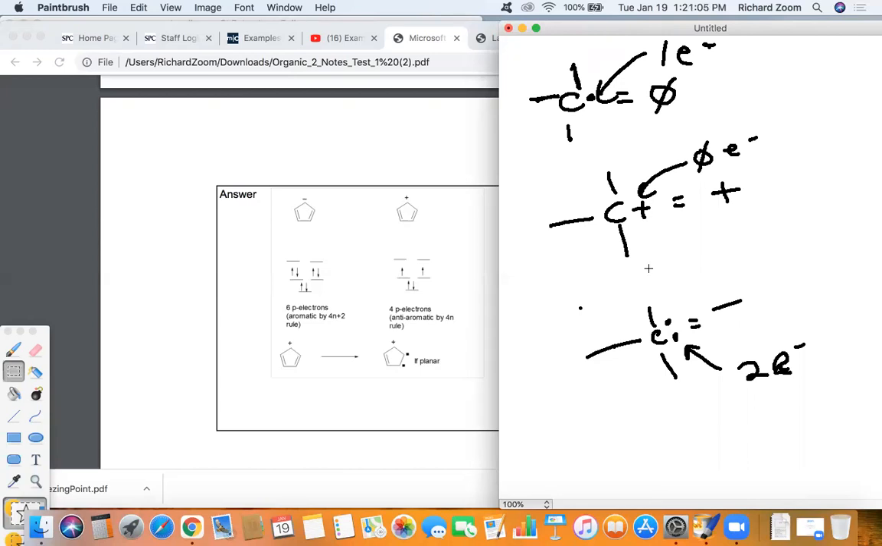I guess I don't really understand why that C just has 4 lines and a dot there? I don't know. I just don't understand why.